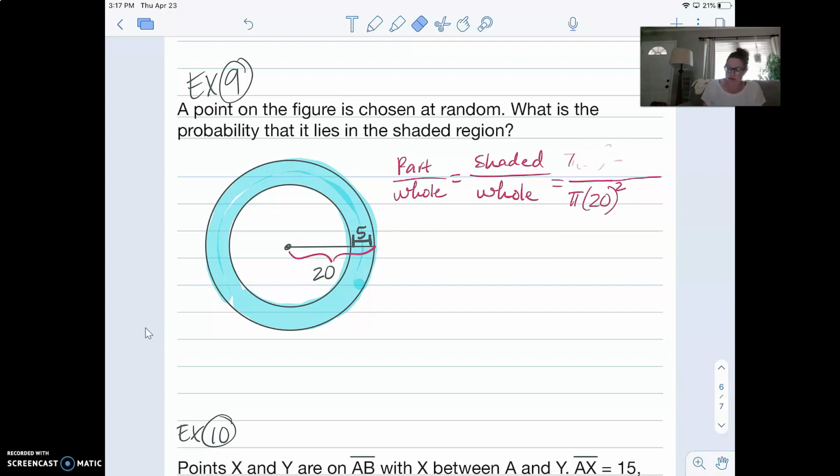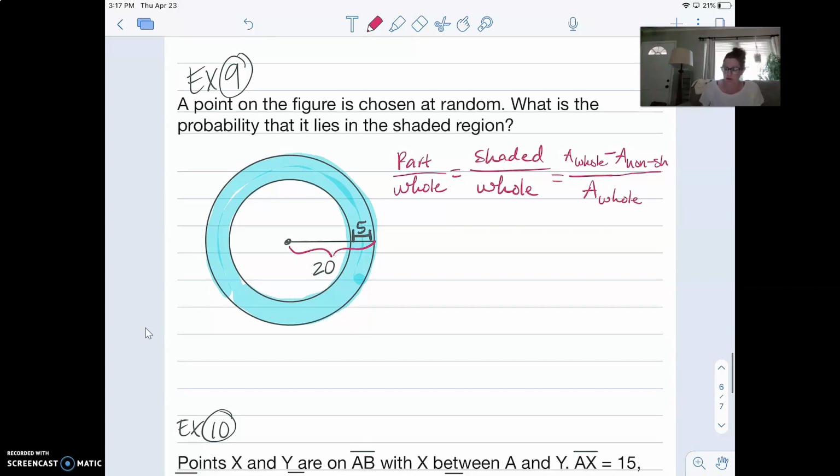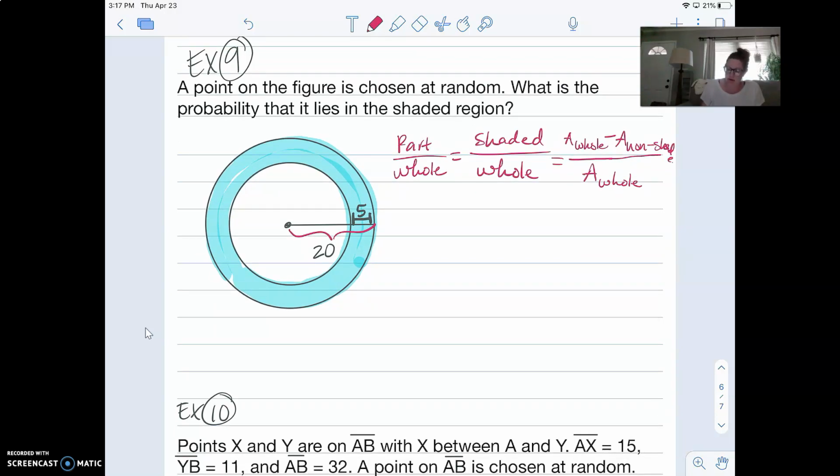Okay, here, let me write this out in general. So we want area of the whole minus area of the non-shaded, and this is area of the whole, just so you can apply it to your homework. That says non-shaded. Okay, so again, that's pi 20 squared on the bottom, pi 20 squared on the top here, but then minus the non-shaded. So I'm going to highlight the non-shaded.